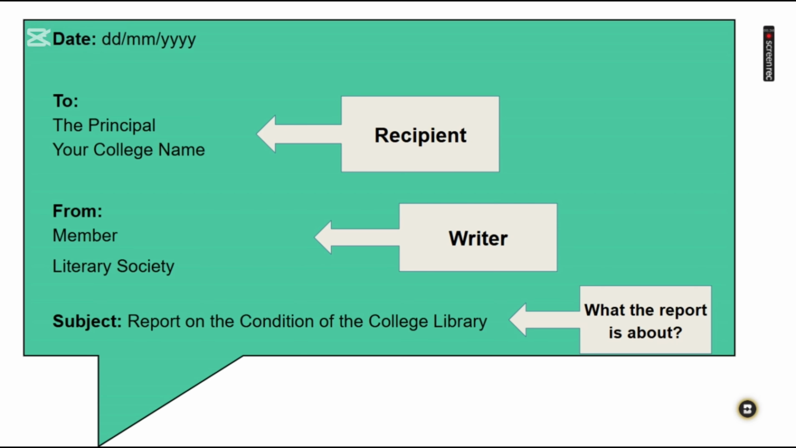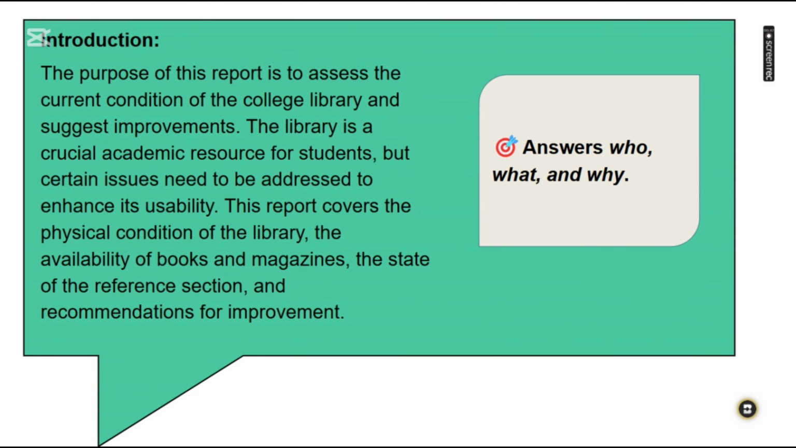Then comes the subject. Subject is going to be a short title that tells what the report is about. So in this condition, we can write report on the condition of the college library. Then comes the introduction. Introduction briefly explains the purpose of the report, as we have discussed earlier. It's going to answer who, what, and why. So let's see what is written there.